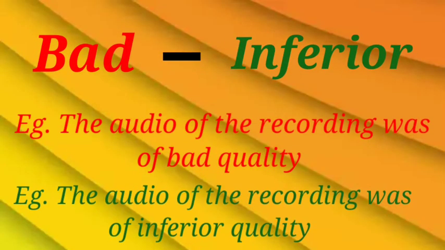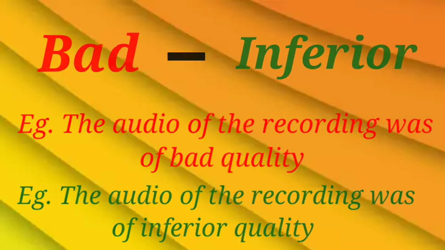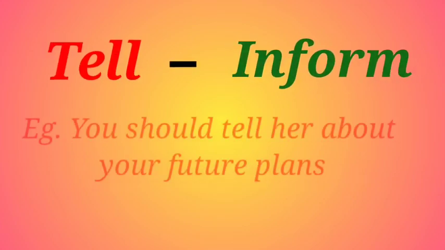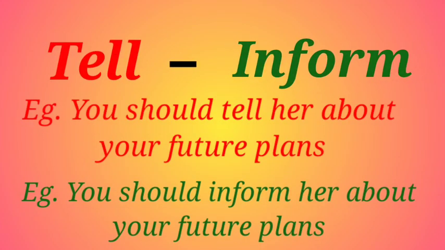Use inferior instead of bad. Example, the audio of the recording was of bad quality. The audio of the recording was of inferior quality. You can see the difference by yourself. Use inform instead of tell. Example, you should tell her about your future plans. You should inform her about your future plans.